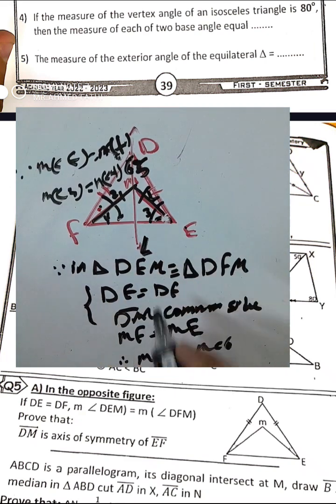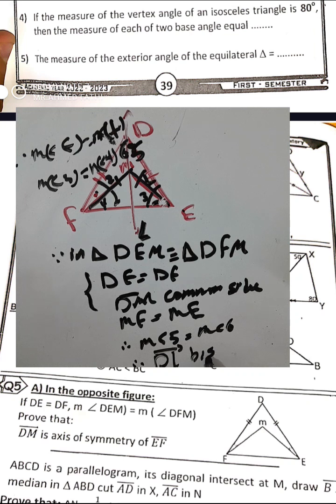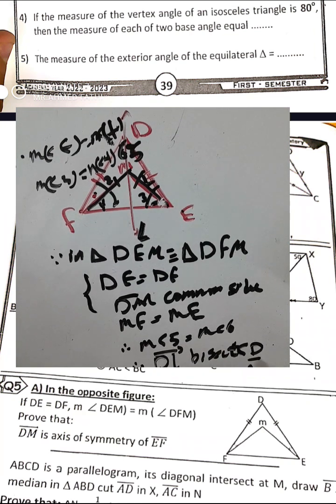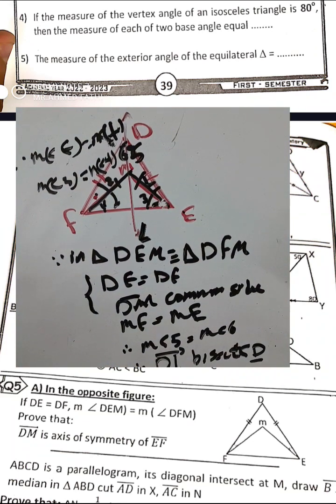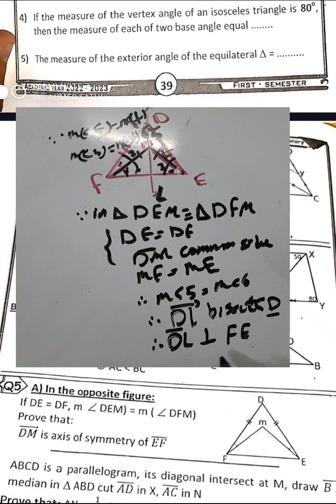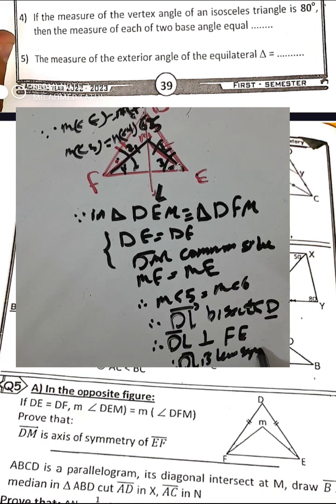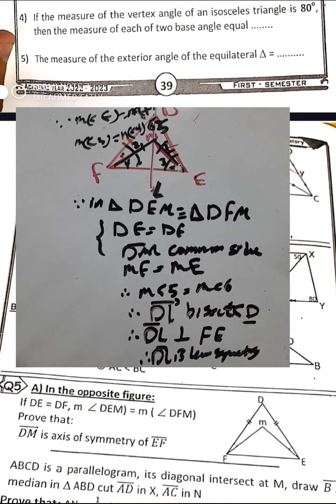Okay, then we can write: the ray DL will bisect angle D. It will bisect what? Angle D. Then DL will be perpendicular to FE and bisect it, then DL is the line of symmetry. It's a line of symmetry because it is perpendicular to the base and bisects it.